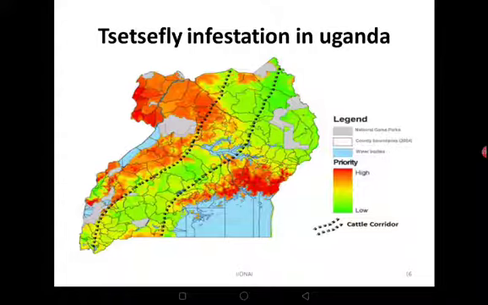So if you are living near those areas, the risk is still high. So let's not take it for granted. The tsetse flies are still there and are capable of causing harm.